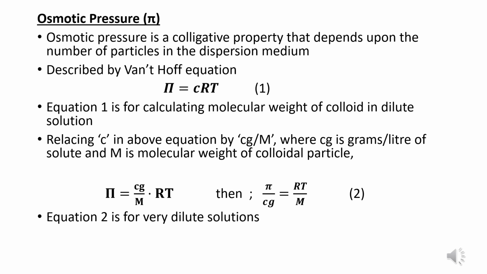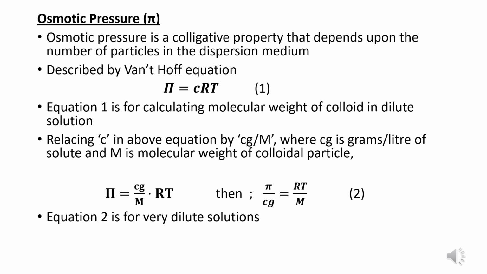That means it depends only on the number of solute particles in the dispersion medium, not on their nature or type. And in simpler terms, we can say that if more solute particles are there, it shows higher osmotic pressure. And it is described by the Van't Hoff equation, that is pi equal to CRT, where pi is the osmotic pressure, C is the molar concentration of solute, R is the gas constant, and T is the absolute temperature in Kelvin.